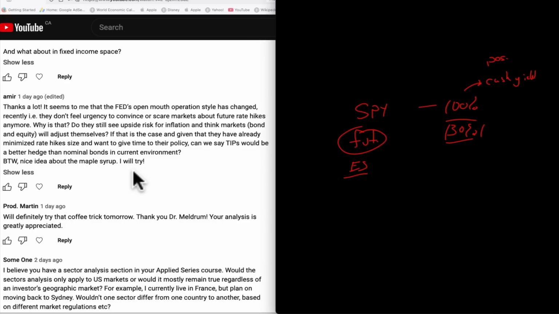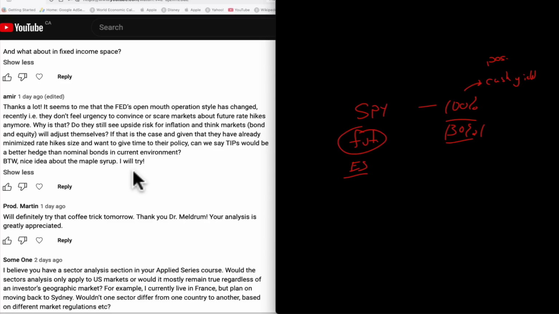Do they still see upside risk for inflation and think markets will adjust themselves? Yeah, I think they still see upside risk for inflation. I think January's CPI read that we got February 14th sort of confirms to them that the easy part of the fight is over. Now it's going to be the long, hard part of the fight, getting it down from 4.5 to 4.8% down to 2%. Getting it from 9 to 5 was easy. Getting it from 5 to 2 is going to be long and hard. I think they recognize that. But we get the minutes next week, so we'll find out what they think.